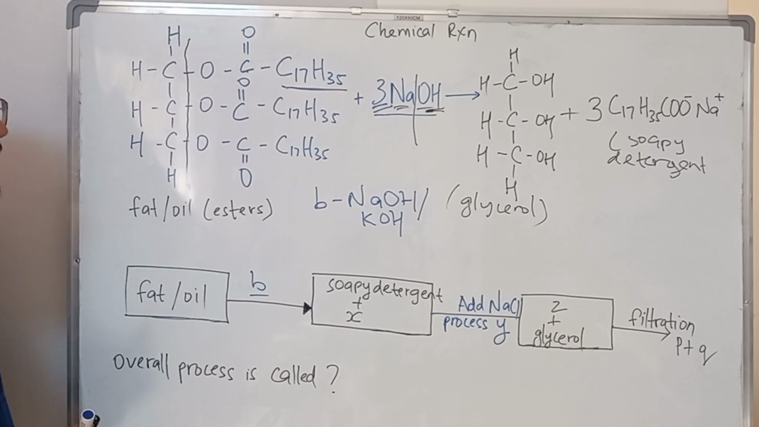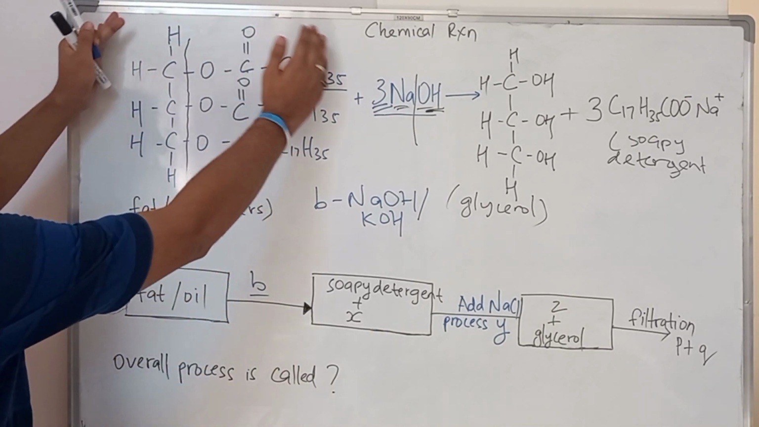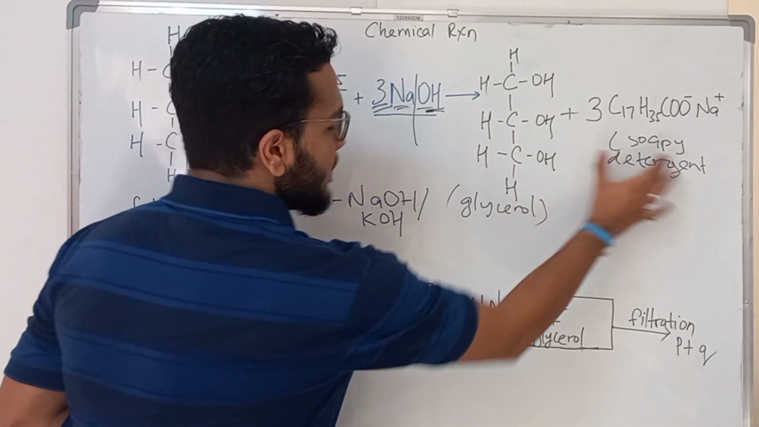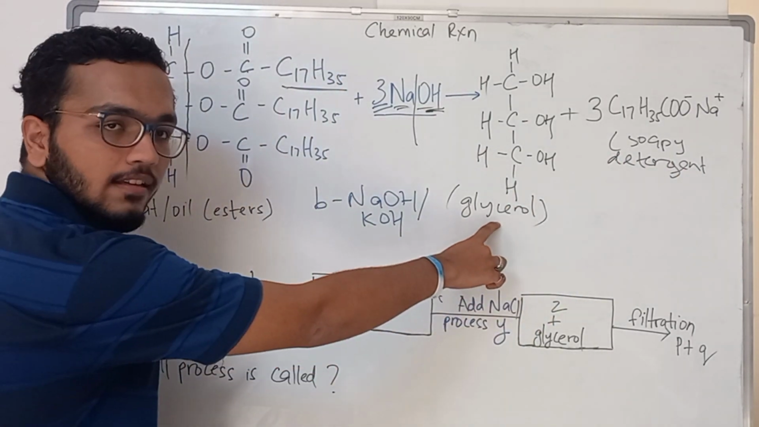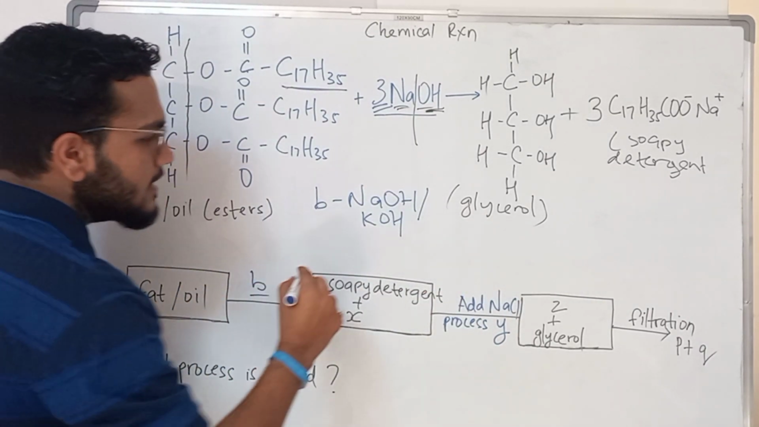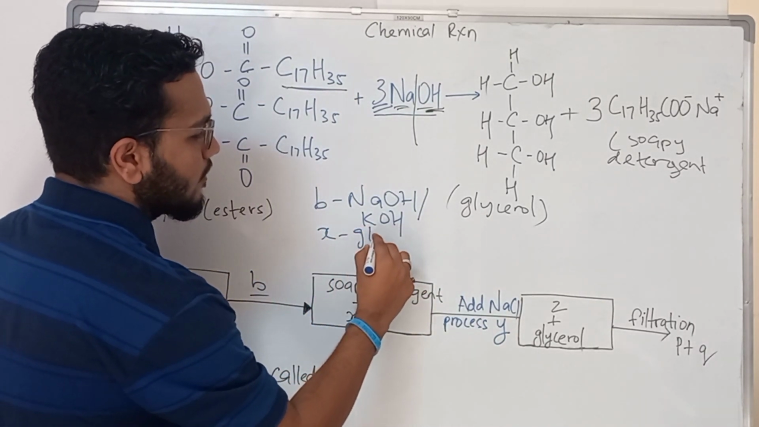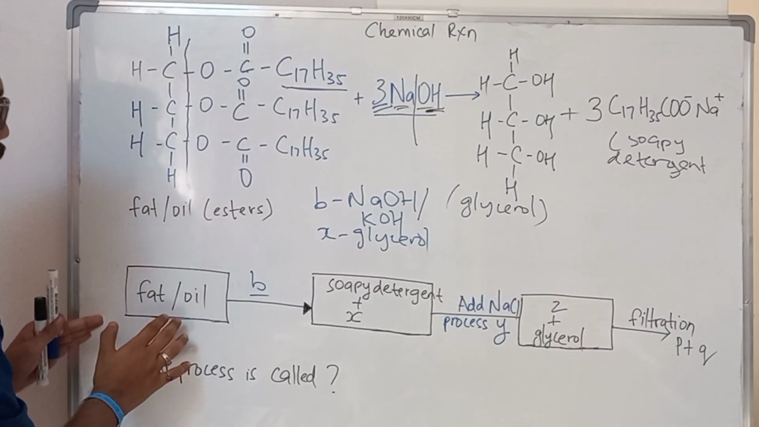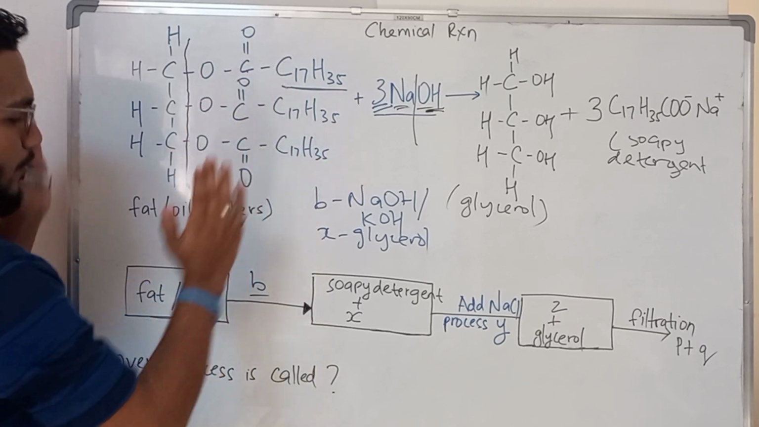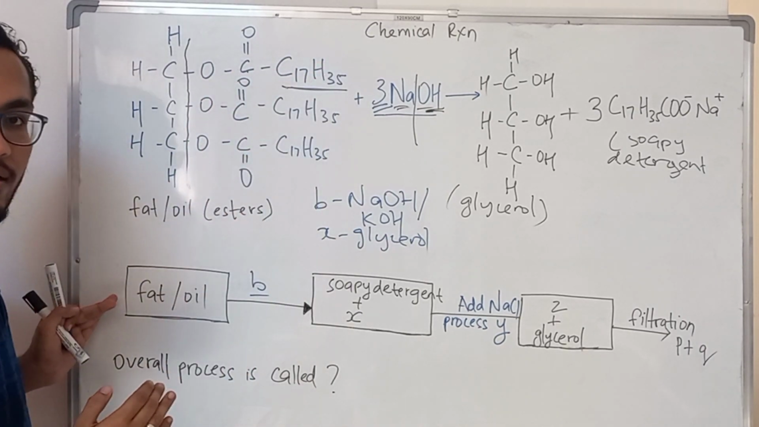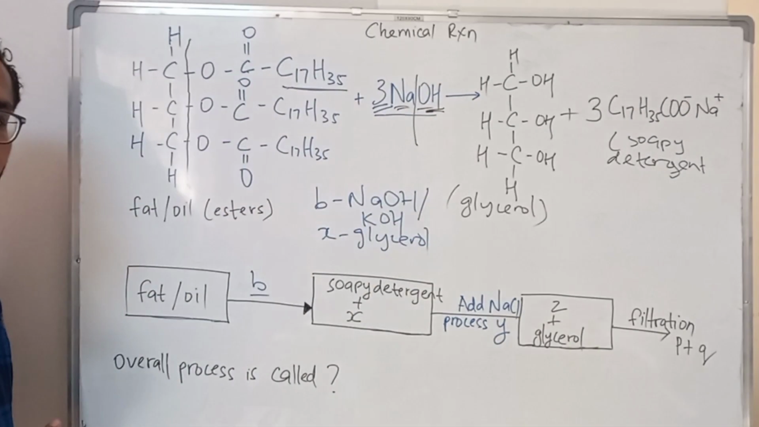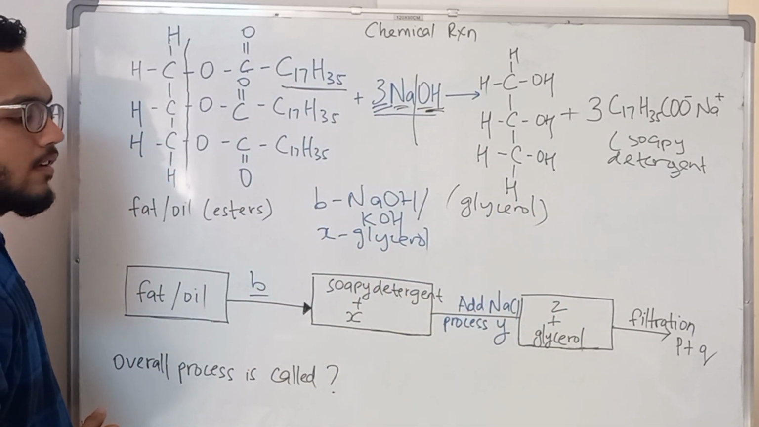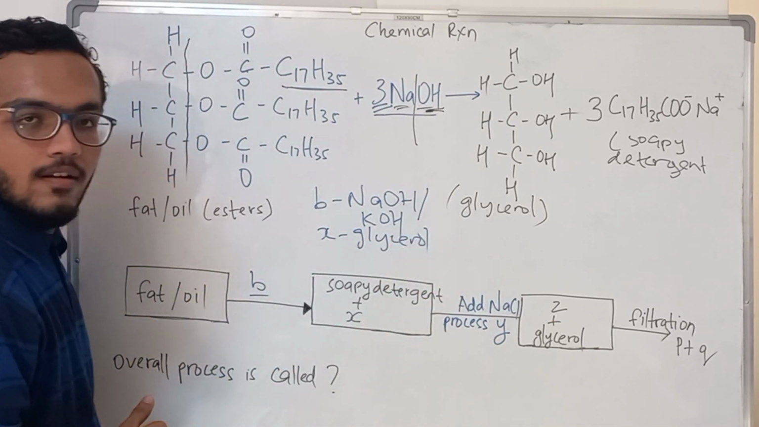What did you get? When you reacted the fat and oil with sodium hydroxide, you got a soapy detergent, and what is X? X is glycerol. I repeat, you reacted a fat and oil, we have drawn the fat here. We reacted with sodium hydroxide. We form a soapy detergent, which you have been given. And what is X? X is glycerol.